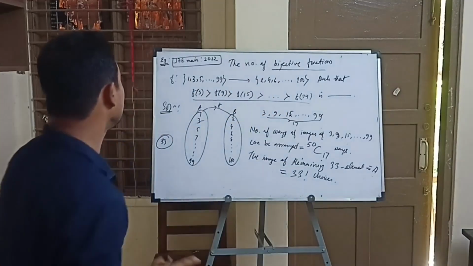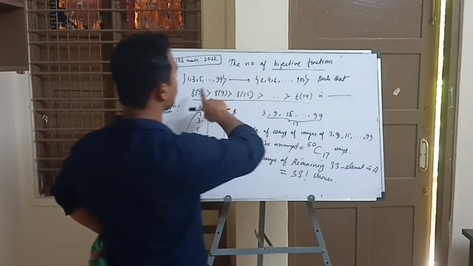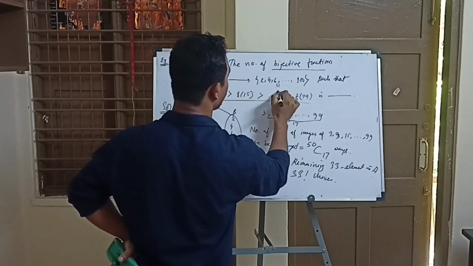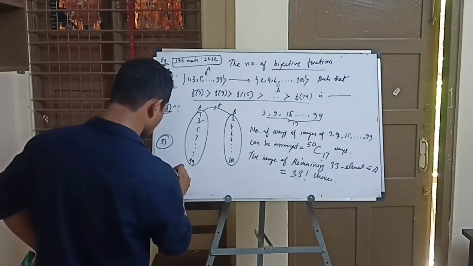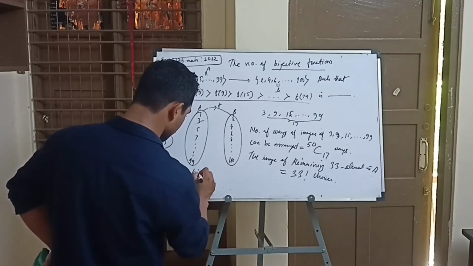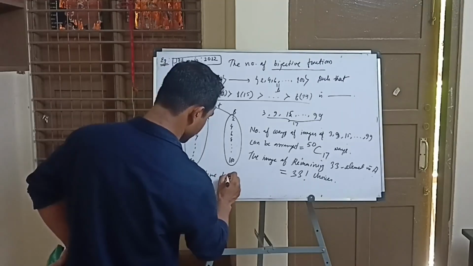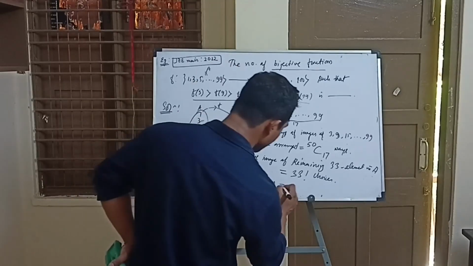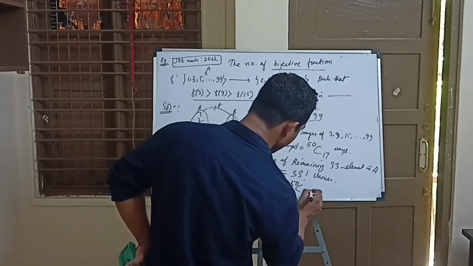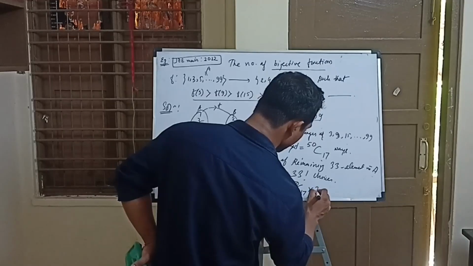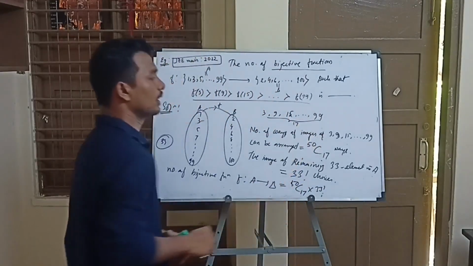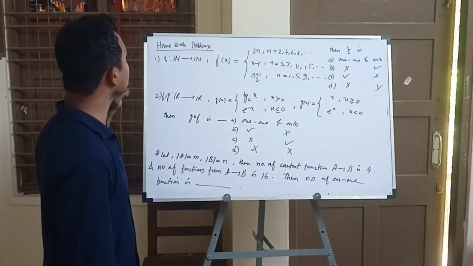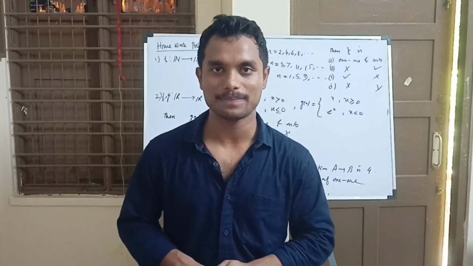Okay, the number of bijective functions from this set to this set. Suppose this set is A, this set is B. Then the number of bijective functions from A to B is 50 C 17 into 33 factorial. That is the answer. These three are homework problems. I think you will like this video, and thank you.